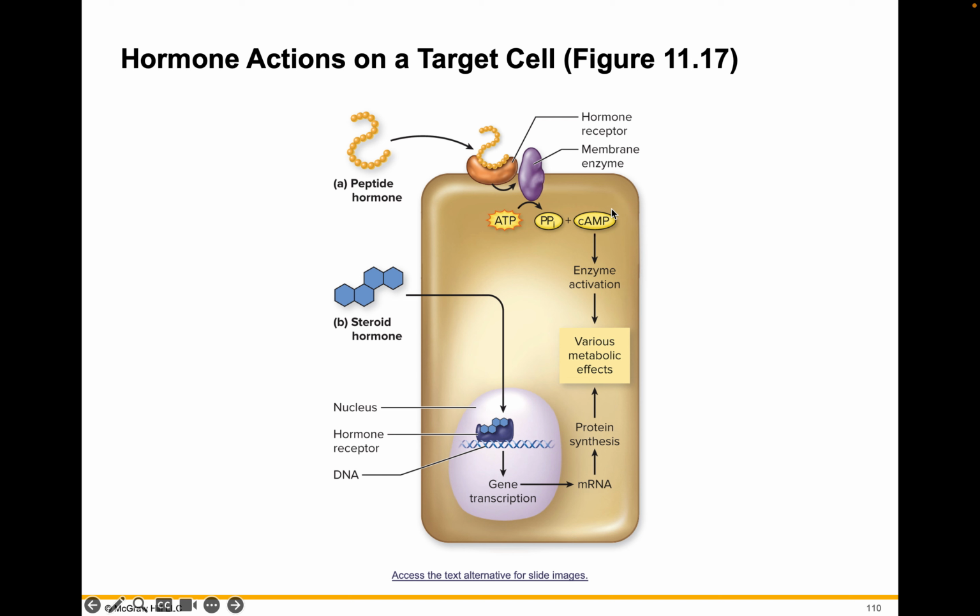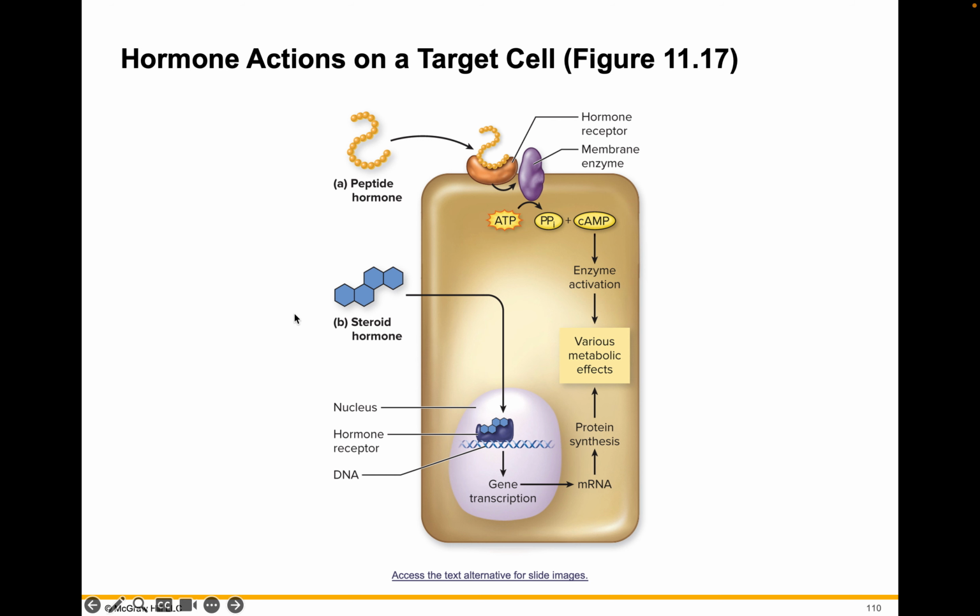Now, one of our most common types of second messengers in the endocrine system is cAMP, cyclic AMP. Once this second messenger is produced, it can then activate enzymes within the cell to cause some kind of metabolic effect. Maybe it speeds the cell up at the production of a protein. Maybe it slows it down. It could be a whole lot of different effects. It depends on what the hormone is and what enzyme is actually activated in that cell as to what is going to take place inside of that cell.